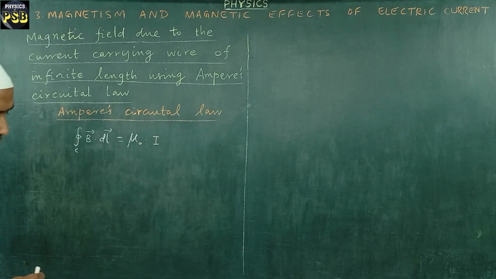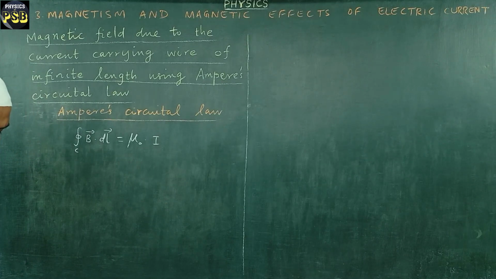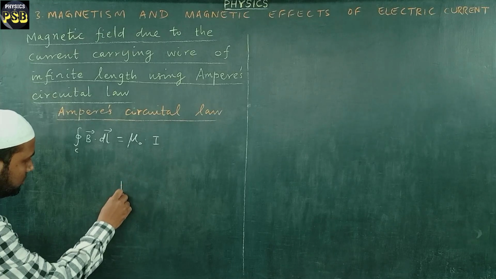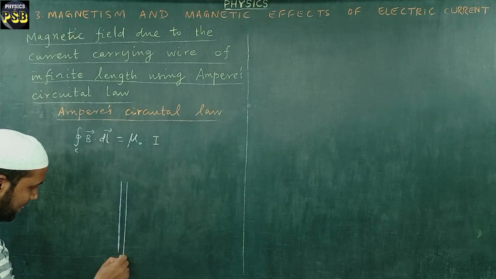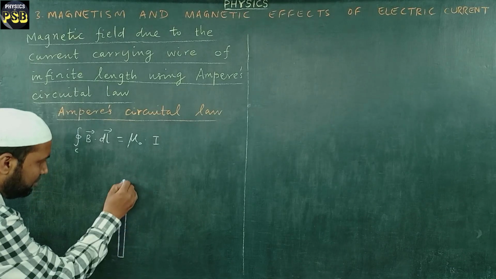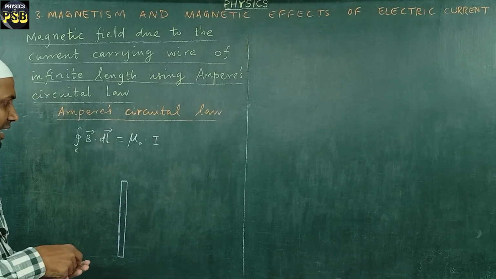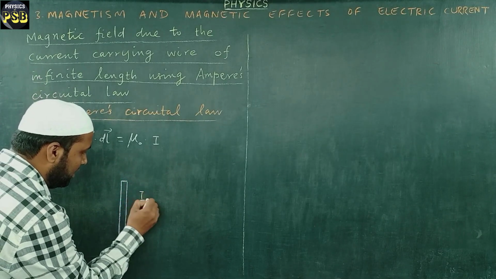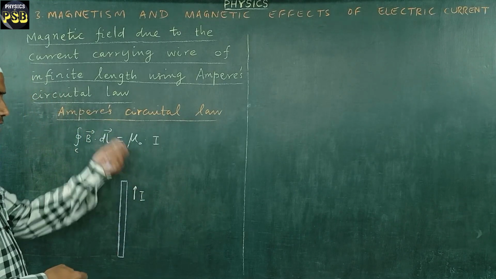Now let's go ahead. Let me draw the diagram of the wire which carries current. This is a uniform wire of infinite length. When I say uniform wire, that means the thickness of the wire remains the same throughout the length. Here the current flowing through this wire is I, represented by this direction. It flows upward.